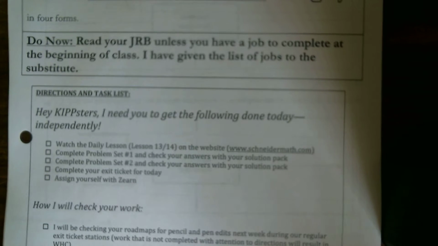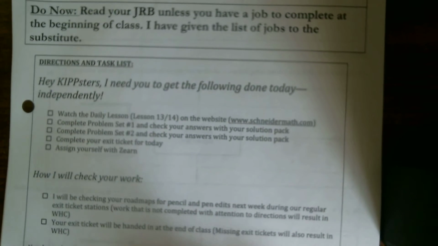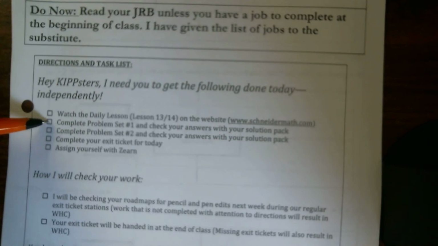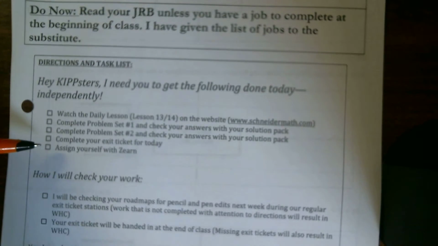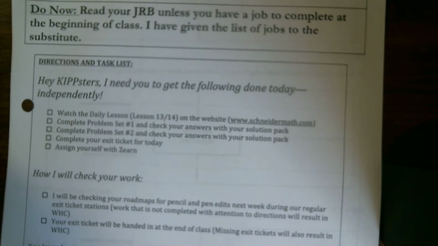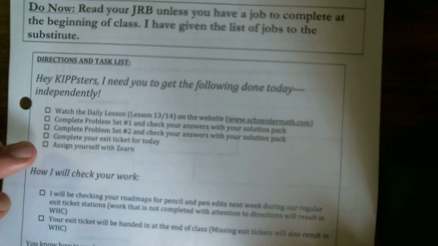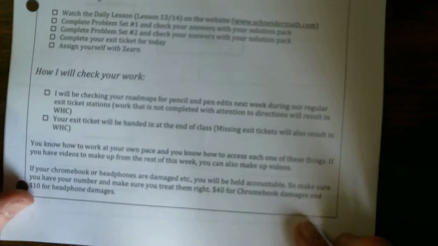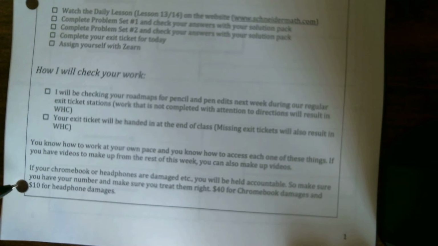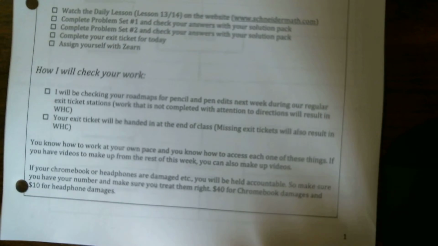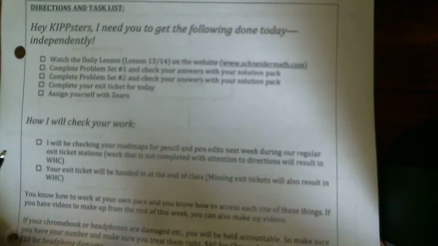All right, so today I'm gone, Kipsters, so make sure you've got all these things done. You're going to watch this video, which is actually 2 lessons merged into one. You're going to complete problem set 1 and check your answers with your solution pack. Complete problem set 2, check those with your solution pack. And then finally, you're going to complete your exit ticket for the day. When you're done, you can assign yourself in Zearn, so make sure you are doing that when you are done. And make sure I get your exit ticket turned in before the end of the period. Also, make sure you are responsible for your Chromebook and headphones. If something is broken, lost, or mismanaged while I'm gone, you will be responsible for that. So make sure you report anything that has a problem, and we'll figure that out.